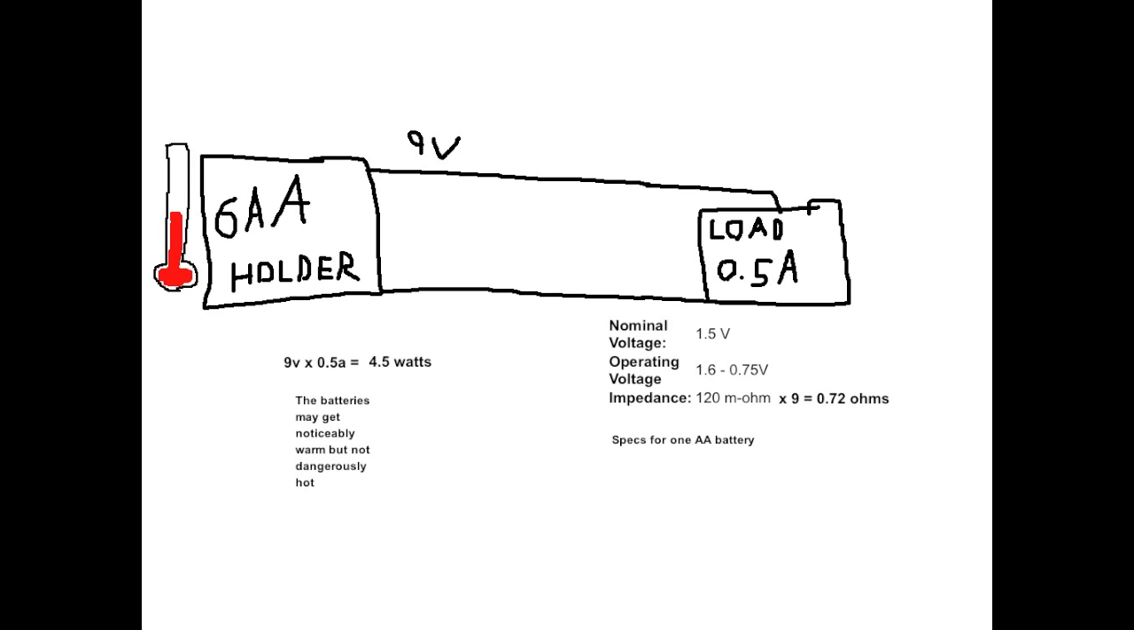For example, if I draw half an amp from this set of 6 AA batteries, I get 4.5 watts dissipated across the entire battery holder. So the batteries might get noticeably warm, but it's not a big deal.